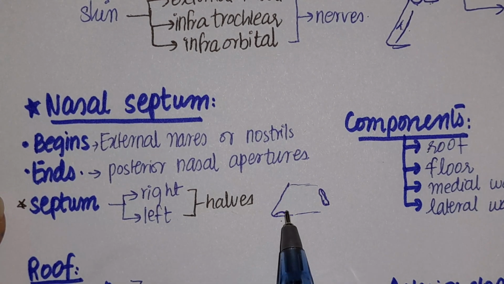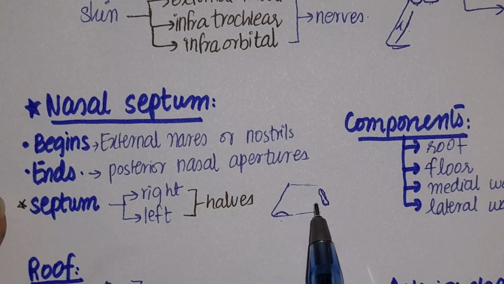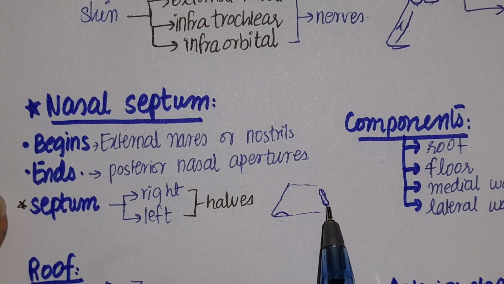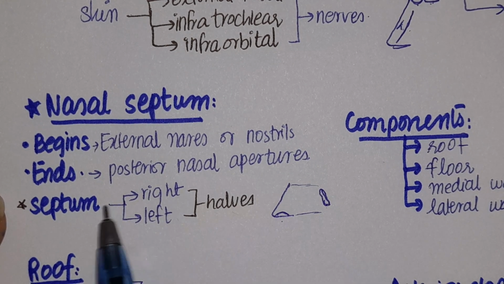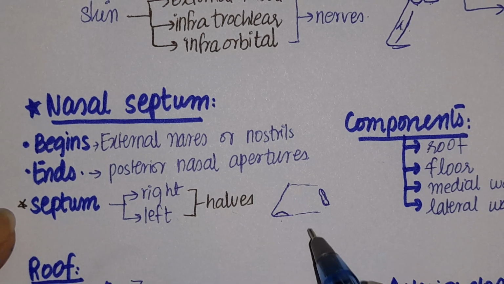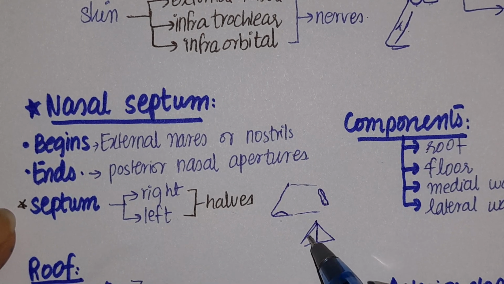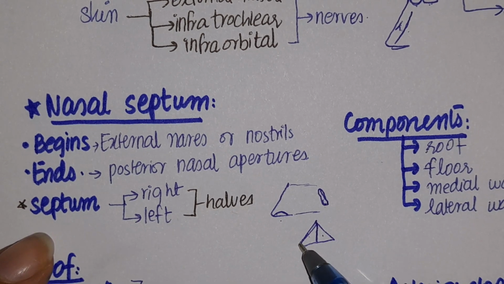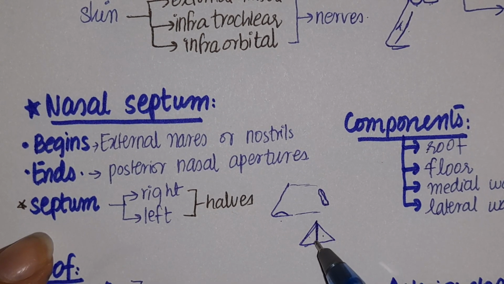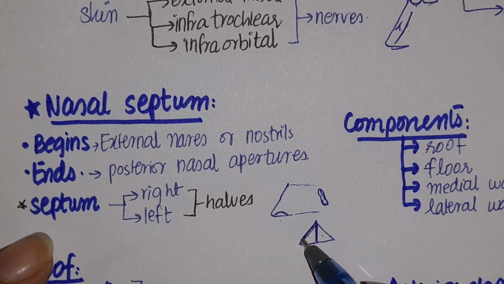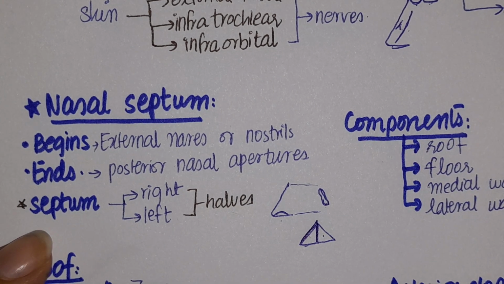So it begins at the anterior nasal aperture or nostrils and ends at the posterior nasal aperture or choana, and it is divided by the nasal septum. For example, if you look at the nose like this, it is divided by the medial nasal septum into right and left halves. So the nasal septum forms the middle portion or the medial wall of the nasal cavity, and the lateral wall of the nasal cavity is formed by other bones.